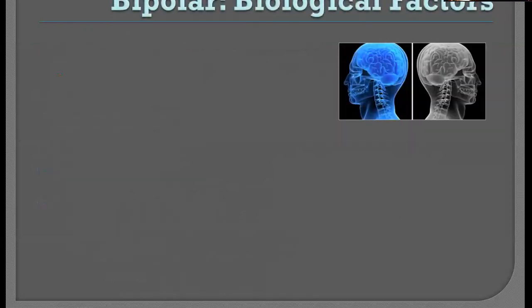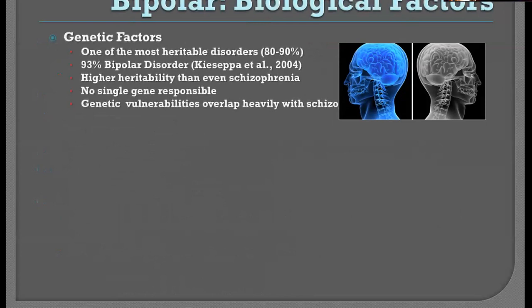So let's go through some contributing factors. We do know quite a bit about the genetic factors, or at least heritability estimates, in bipolar disorder. This is probably one of our most heritable disorders. 80 to 90% heritability. I think the last was a 93% heritability estimate for bipolar disorder. The rest is accounted for by non-shared environment. This is whopping huge. So this is a higher heritability than even schizophrenia.